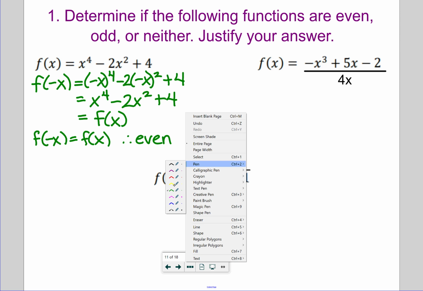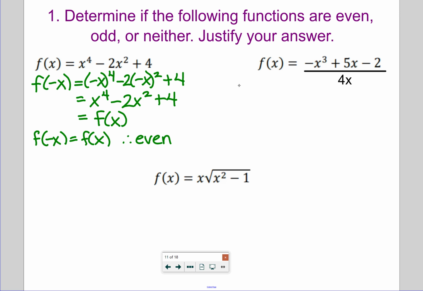Let's look at the next one on the top right. Again, we're going to start by plugging in -x.